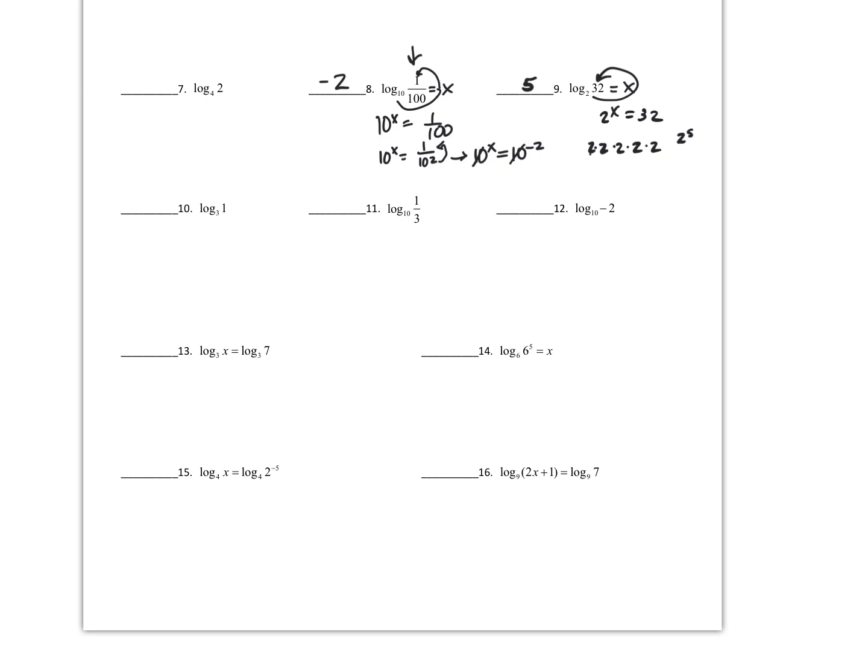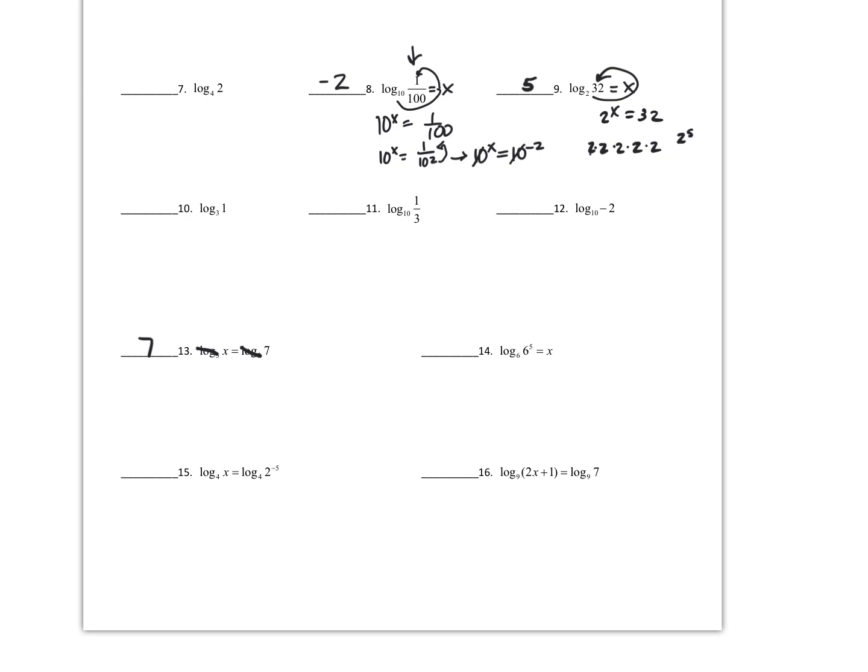All right. Now, last little bit down here. This is where we apply those properties that we talked about. So like on 13, log base 3 of x equals log base 3 of 7. What do they have in common? They're both log base 3s. That means I can just cancel out the logs and x equals 7.